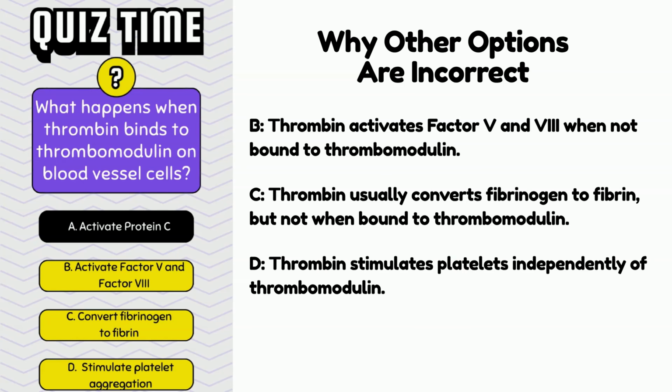Answer D is incorrect because thrombin does play a role in platelet aggregation, but this function is independent of its interactions with thrombomodulin. When thrombin binds to thrombomodulin, its primary role is to activate protein C, not to stimulate platelets. In summary, when thrombin binds to thrombomodulin on endothelial cells, it becomes capable of activating protein C. This is part of the body's natural anticoagulant systems that regulate and prevent excessive clotting in our body.